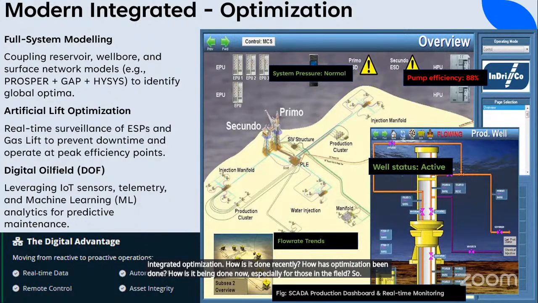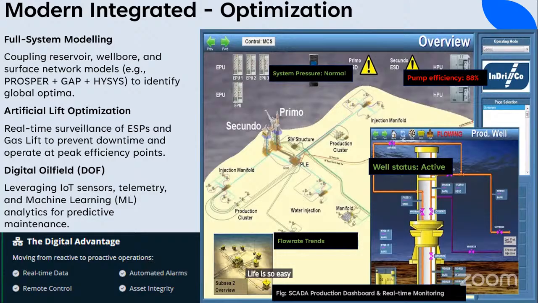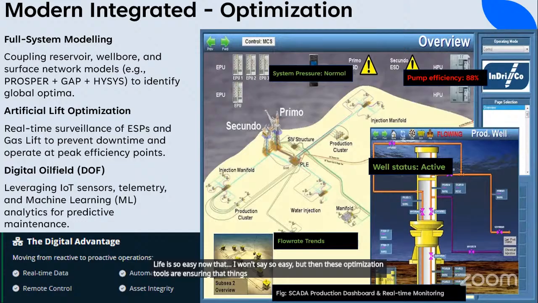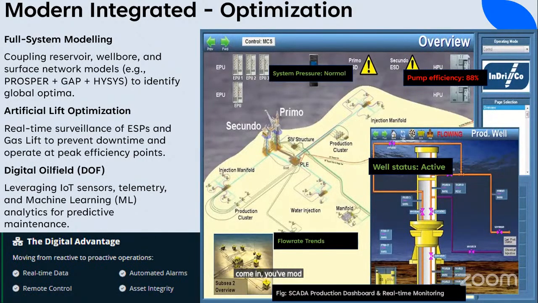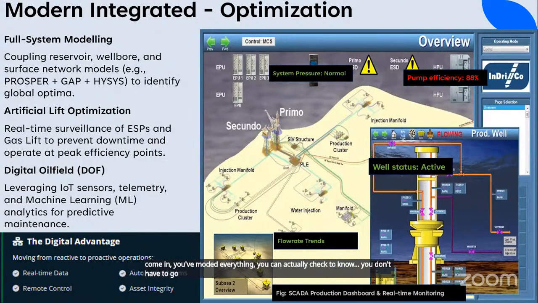Life is so easy now, well, I won't say so easy, but these optimization tools are ensuring that things work smoothly. So we have full system modeling, where before you even come in, you've modeled everything. You can actually check to know. You don't have to go and face the problem first before you've anticipated a solution.